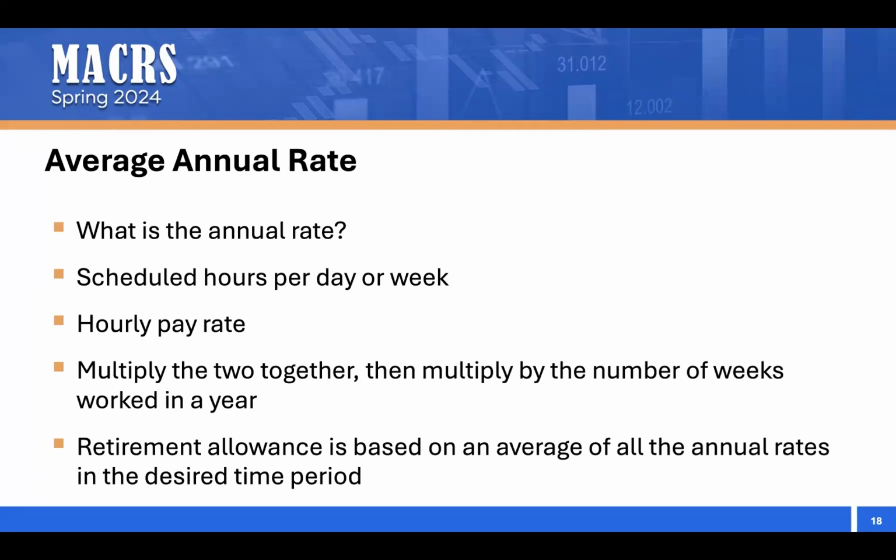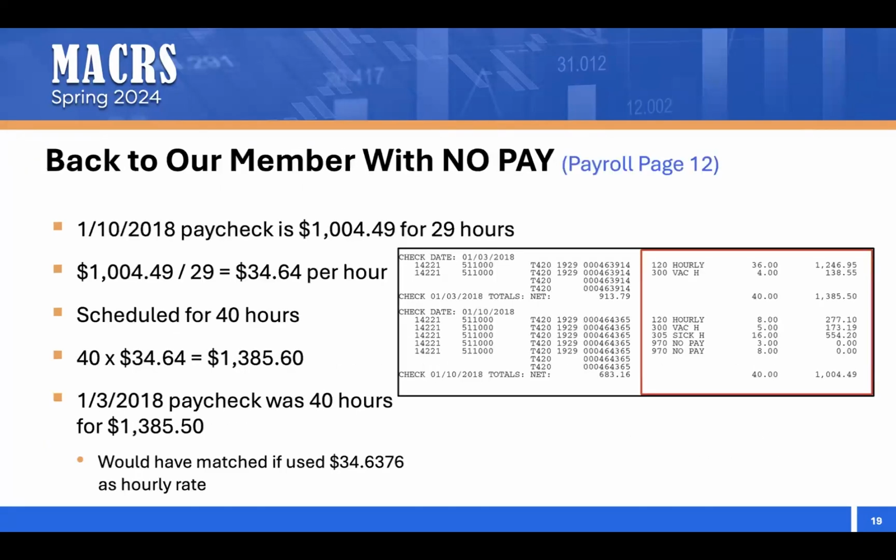But when people are full-time, you don't need to make any adjustments, obviously. But when people have no pay like this person does, the January 10th one is the first one in the booklet with no pay. And he was paid for 29 hours that week. So you could take the total paid, the 1,004, and divide by 29. You get an hourly rate.